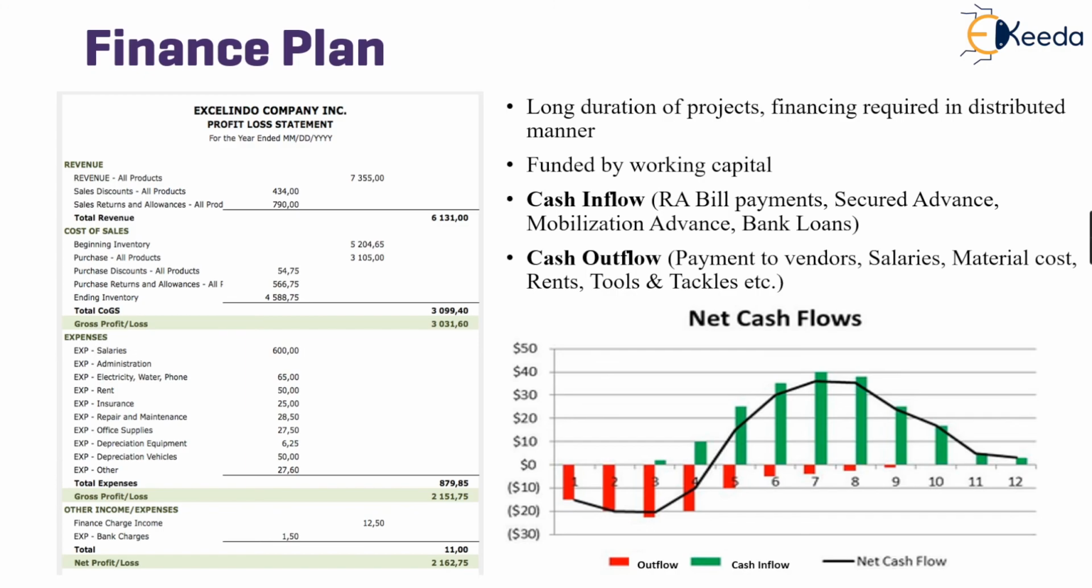Also, in the finance plan, we can see that profit and loss statements are recorded monthly by the project accountant. This ensures that the intended project profit is achieved.